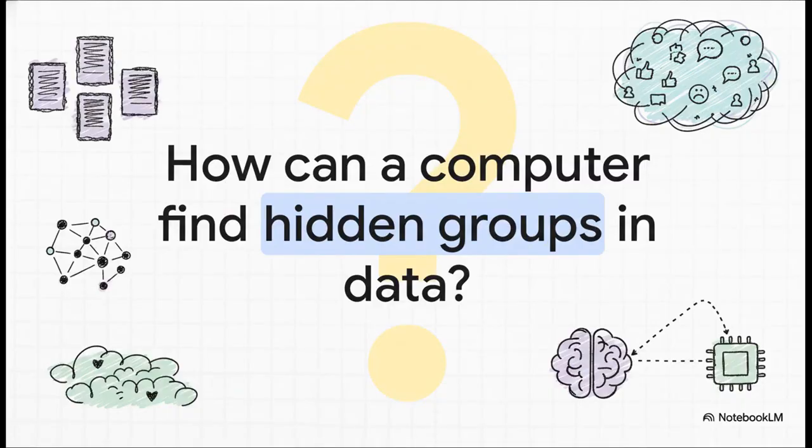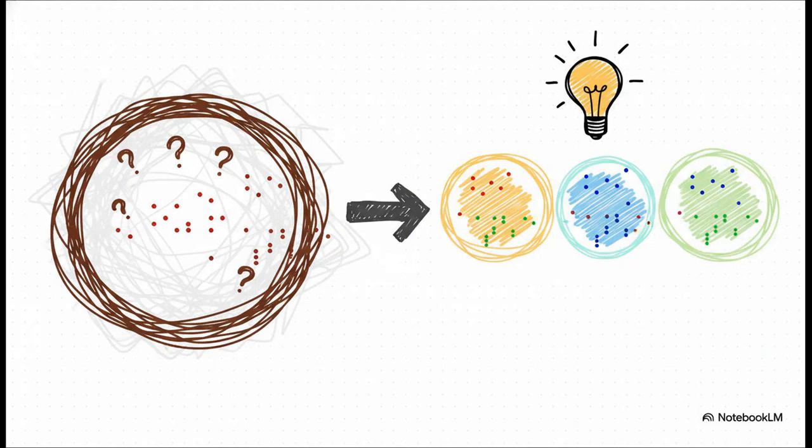But what happens when it's not a few dozen pieces of fruit? What if you're looking at millions of customer records, or sensor readings from a factory, or a billion social media posts? How in the world can we teach a machine to do that same intuitive grouping our brain does so effortlessly? Well, the answer is this amazing technique called clustering.